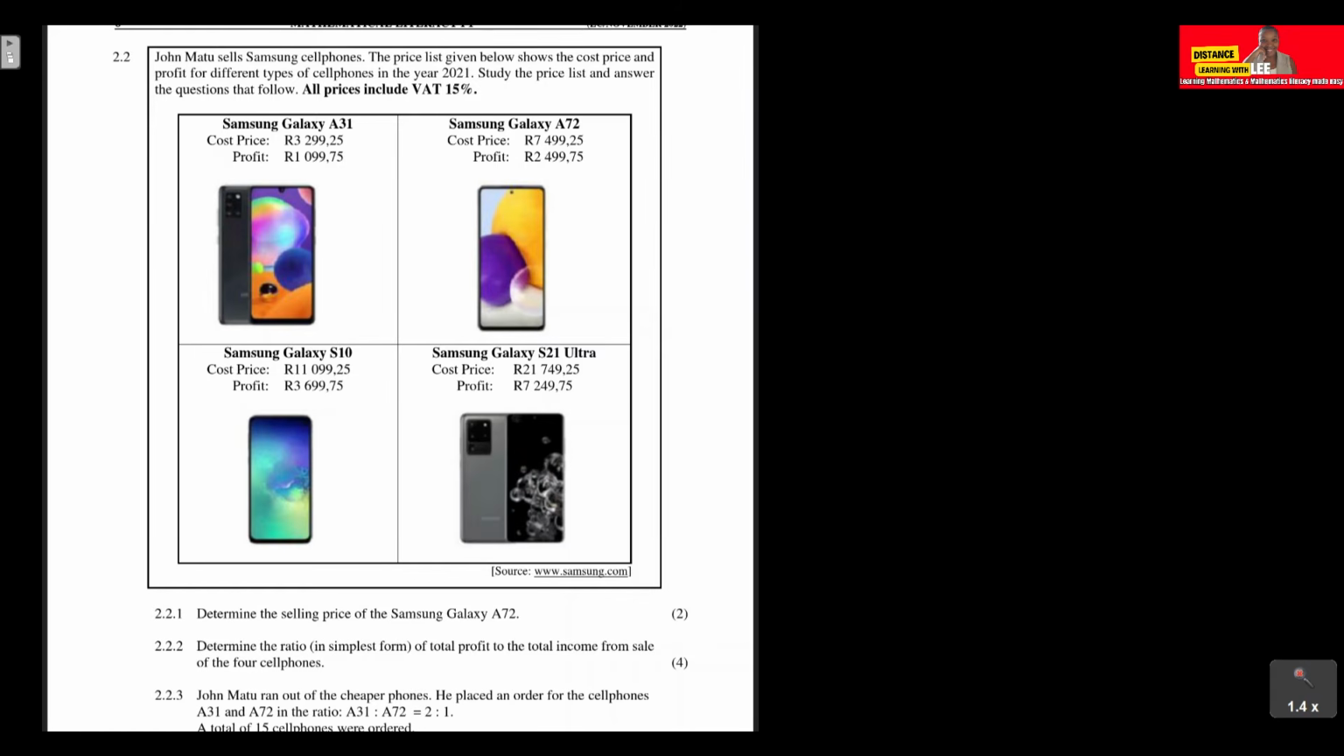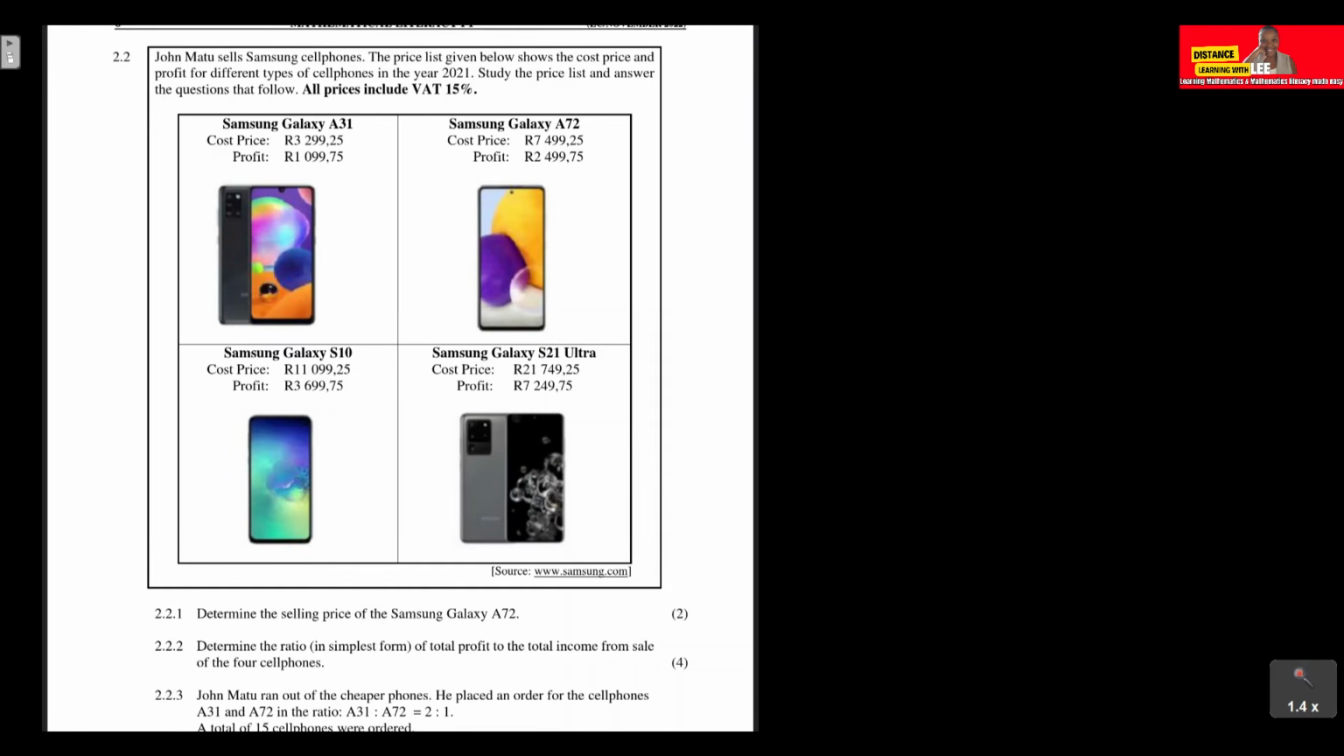We're also given the Samsung Galaxy S21 Ultra, given the cost price. In the cost price, you'll find maybe the cost to transport this phone from a particular warehouse to his store. There are transportation costs involved in the cost price and so on and so forth. Those are the amounts that are included in the cost price, so the cost of being able to sell this product, that is the cost price. Then we're also given the profit there.